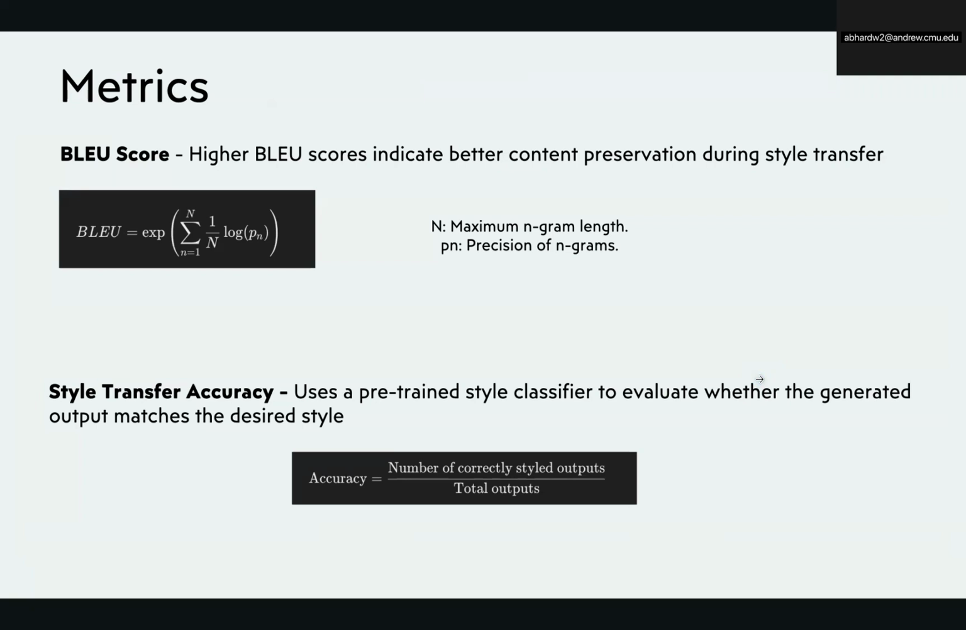Now, the metrics we used were the BLEU score. A higher BLEU score indicates better content preservation during style transfer. The style transfer accuracy uses a pre-trained style classifier to evaluate whether the generated output matches the desired style.